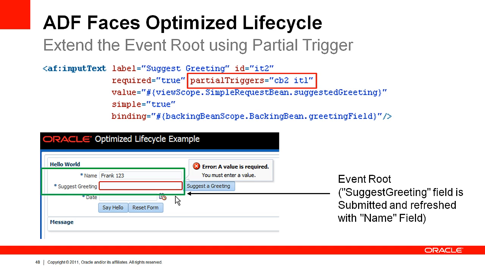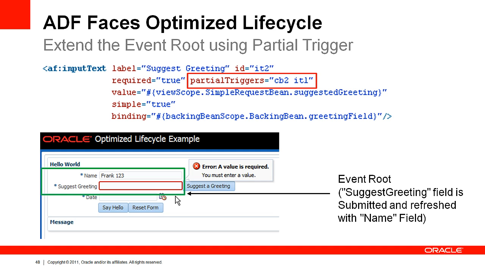It would work just great and brilliant if the suggest greeting field had no validation applied. So if the suggest greeting field wasn't required, it all would go through and we would see the new hello message. So the lesson we learn here is that extending or expanding the event root to include fields that also have validation requirements only works if those fields' values are provided and meet the validation requirements. So the question is, now how do we get our use case working?